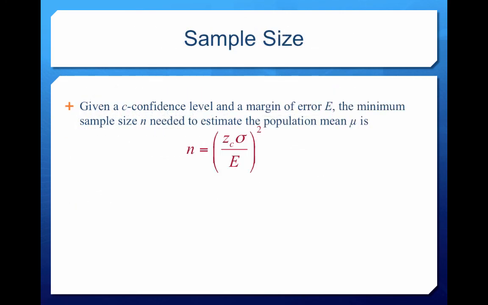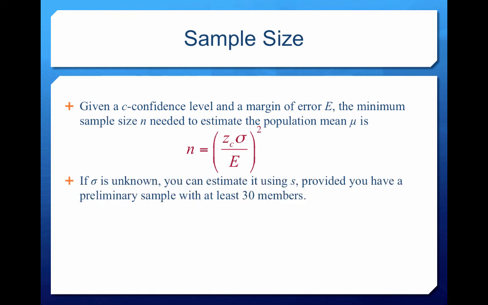All right, so the last thing we want to talk about is solving for sample size. Sometimes we want to figure out how large we need to make our sample given some confidence and error. So given a confidence level and a margin of error, the minimum sample size n needed to estimate the population mean mu is given by this formula, where the sample size is equal to the critical z times the standard deviation, all divided by the error, and then squared. Okay, this is a formula you will need to know for your exam.